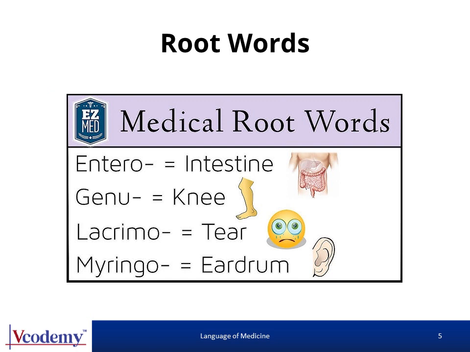So here you see the medical root words. Some of the root words are entero. This is for intestine. Enteritis means inflammation of the intestines. For example, gastro. Gastro means stomach. Gastritis, inflammation of the stomach.